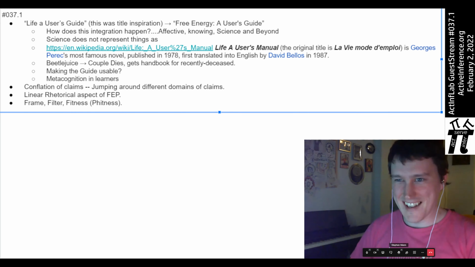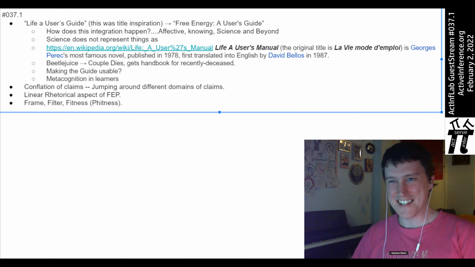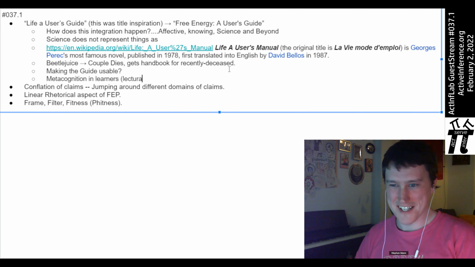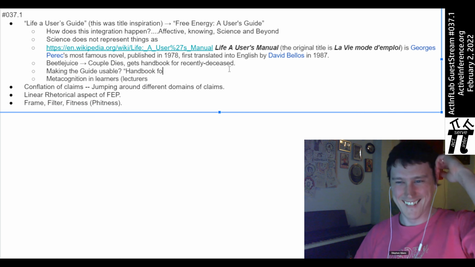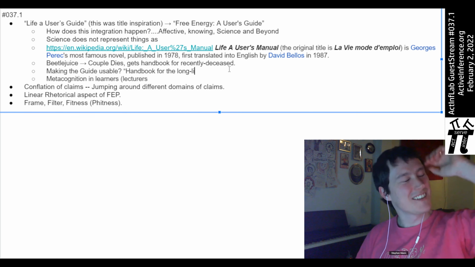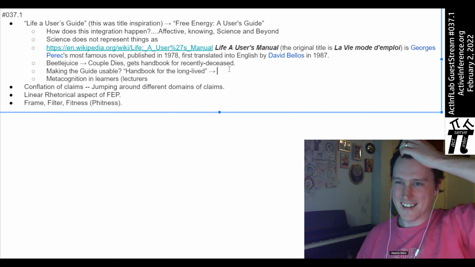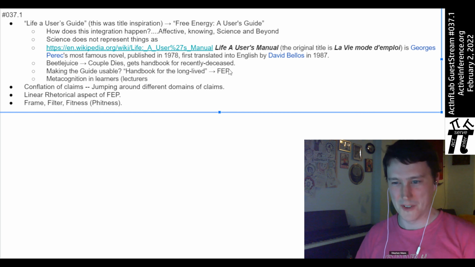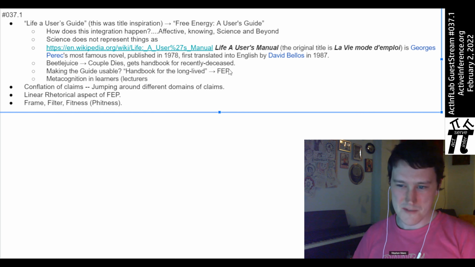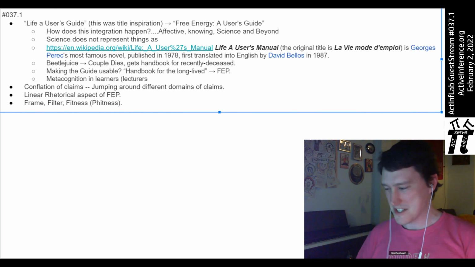That's such a good example. Like it's a handbook for the long-lived, the free energy principle, as opposed to a handbook for the recently deceased. What is the line that they have in that? It's something like some incredibly dry statement, which is absolutely no help at all. Like operational parameters vary from manifestation to manifestation or something.